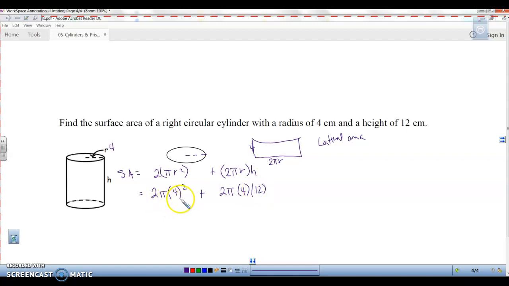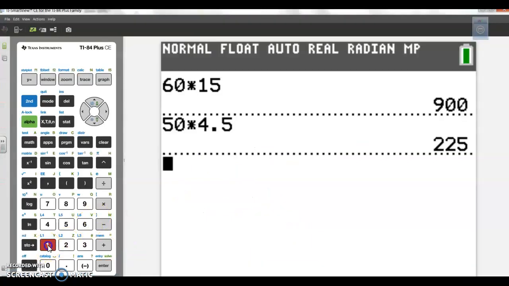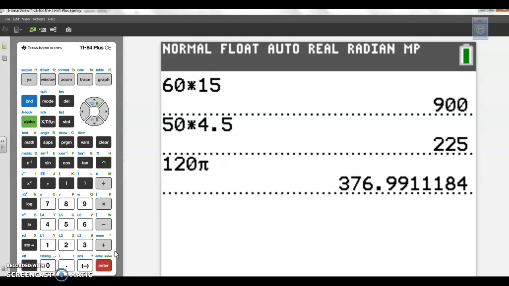Now notice when I do this, I'm going to leave this in terms of pi till the very end. So 2 times 4 squared is 16, times 2 is 32. So this is going to be 32 pi, plus 2 times 4 is 8, times 12 is 96 pi. Added together gives me 120 pi. Now, in terms of pi, this would be the surface area. But if we wanted to figure it out approximately, we'd put this in our calculator. 120 pi is going to be 376.99.